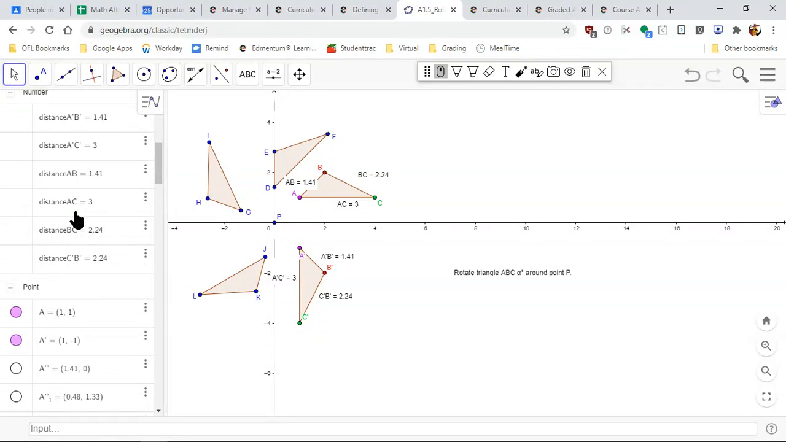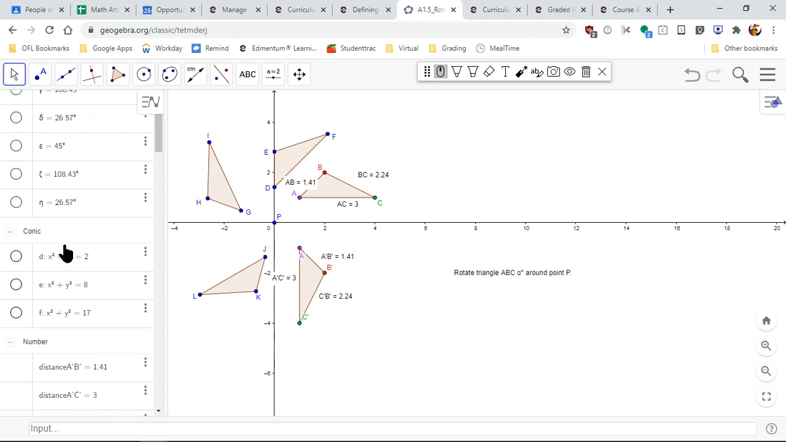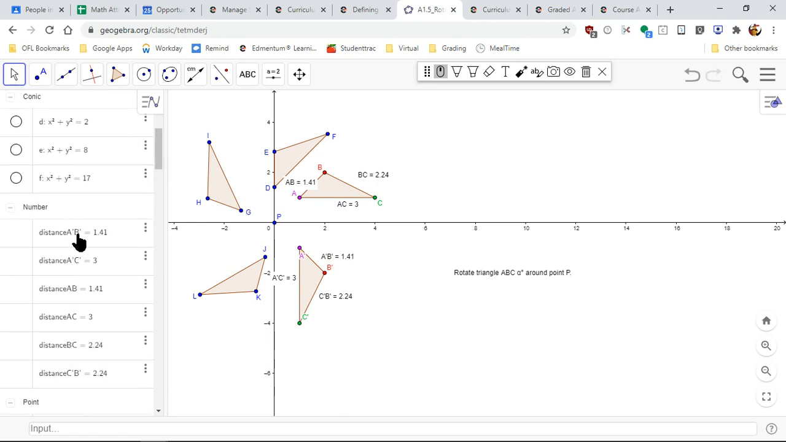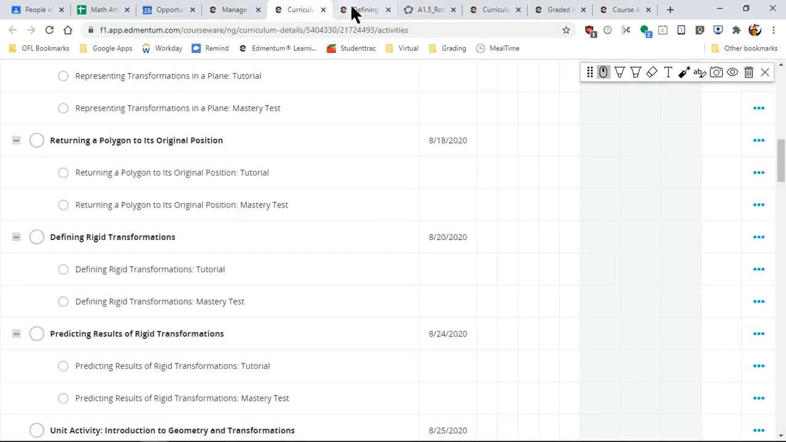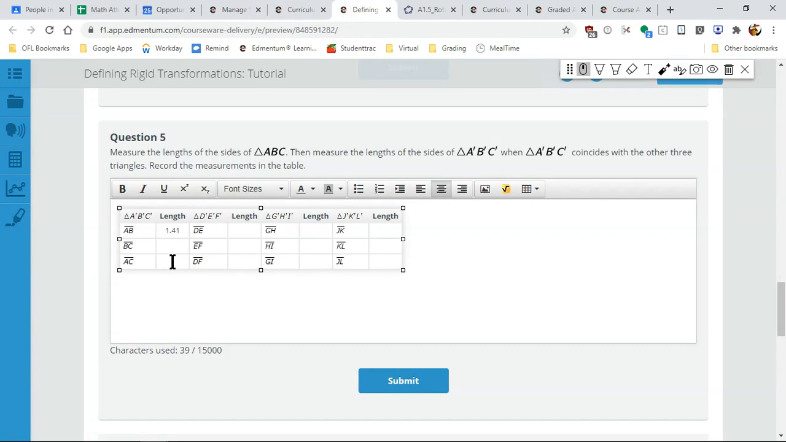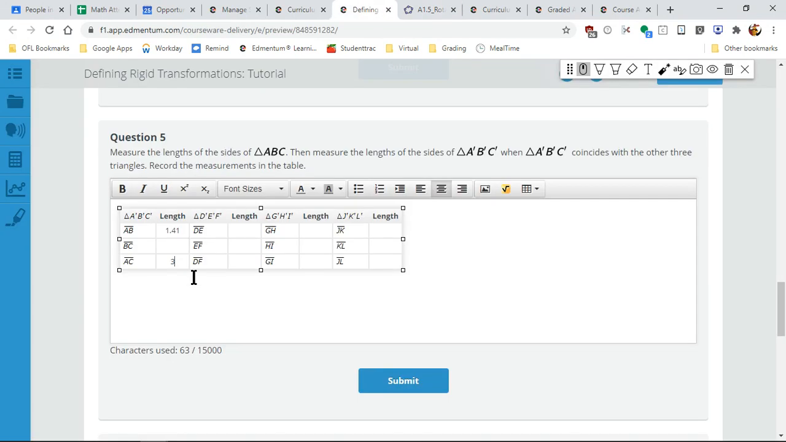AB, AC, BC. Because I used that distance thing, there's a little panel here on the side that tells you all the information, so you don't have to look for it. Sometimes when you've already done it and you want an exact distance, you can just look right here. So AC is 3. If I go back here, my AC is 3. I still need my BC. I forgot to write that down. Go here, 2.24.